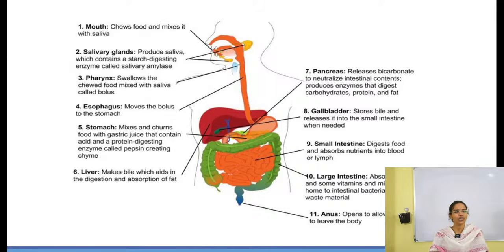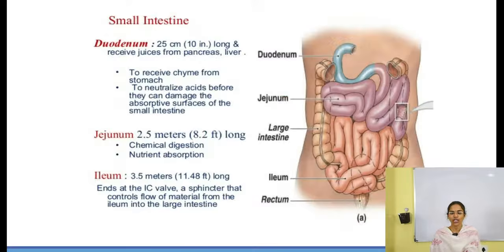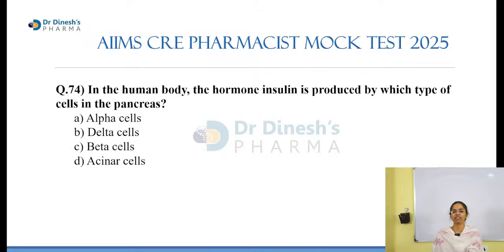In the duodenum, there is a neutralization of acids. Whatever food is received into the small intestine from the stomach is neutralized at that place. The actual chemical digestion and nutrient absorption occurs in the jejunum. And the ileum carries the digested or absorbed food to the next part, the large intestine.